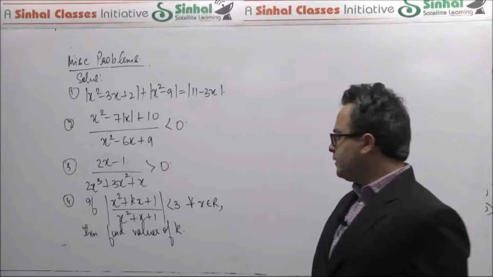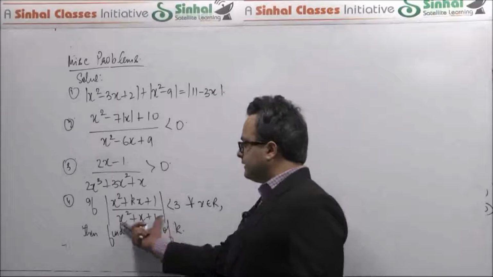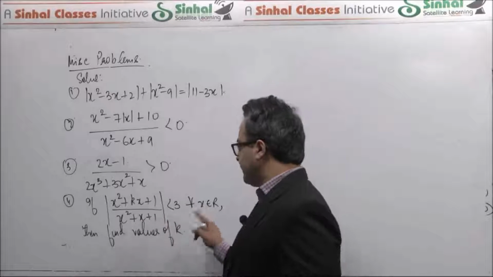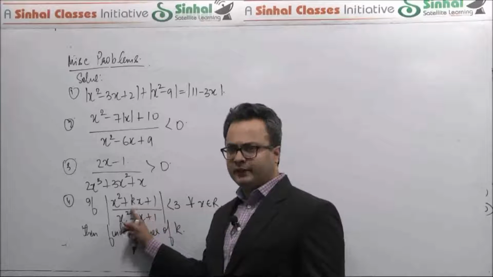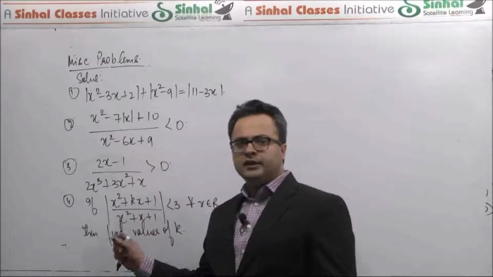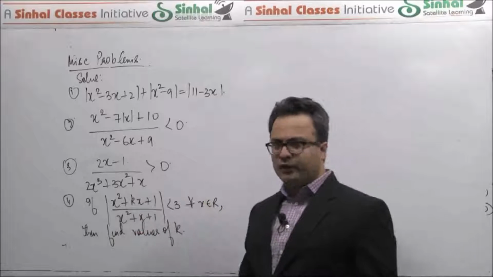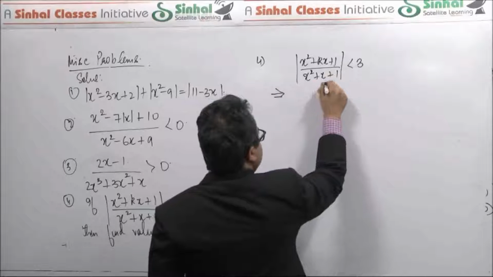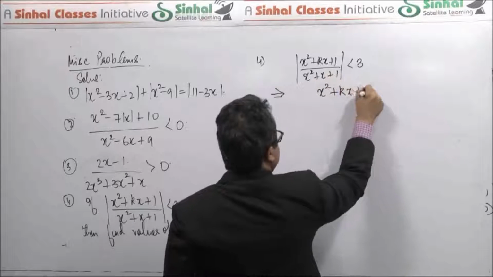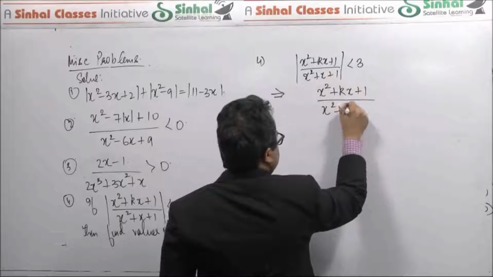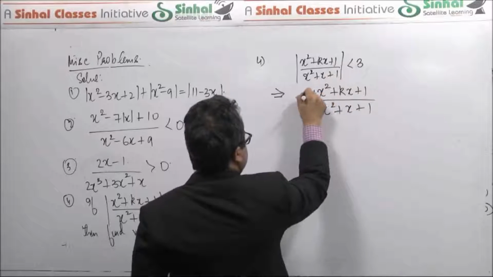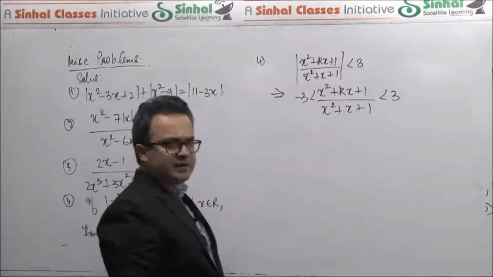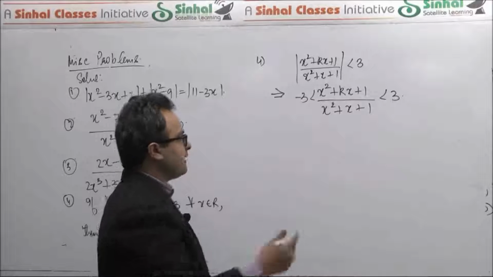The fourth problem is an interesting one. It's been given that there's a certain inequality which holds true for all x belonging to R, and there is a certain parameter k involved, and you want to find out the values of k for which something like this will hold true. So as a first step, what I could say is that x square plus kx plus 1 upon x square plus x plus 1, that entire expression should obviously lie between minus 3 and 3.